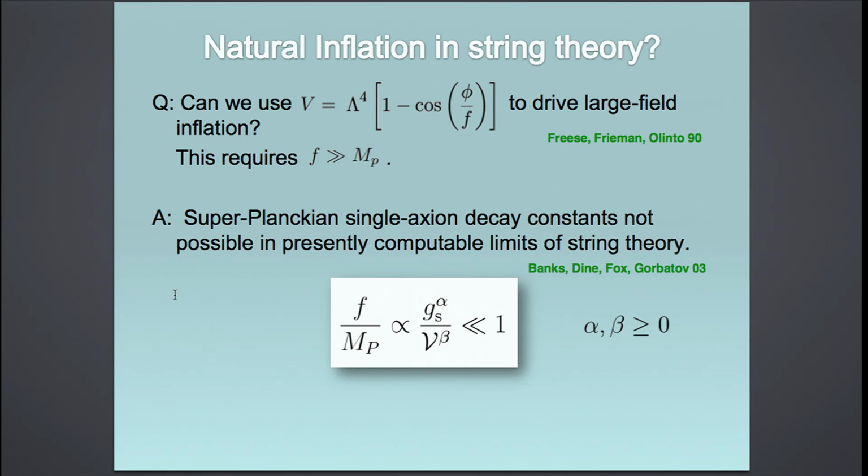And that should raise some alarms because this field here has period 2πf. So if f is large in Planck units, that means there's a basic field whose fundamental period is many Planck units. It raises alarms because it seems to be in tension with general expectations about the scale of symmetry breaking effects in quantum gravity. It's not a theorem at that level, but it seems something that's worth examining more closely.